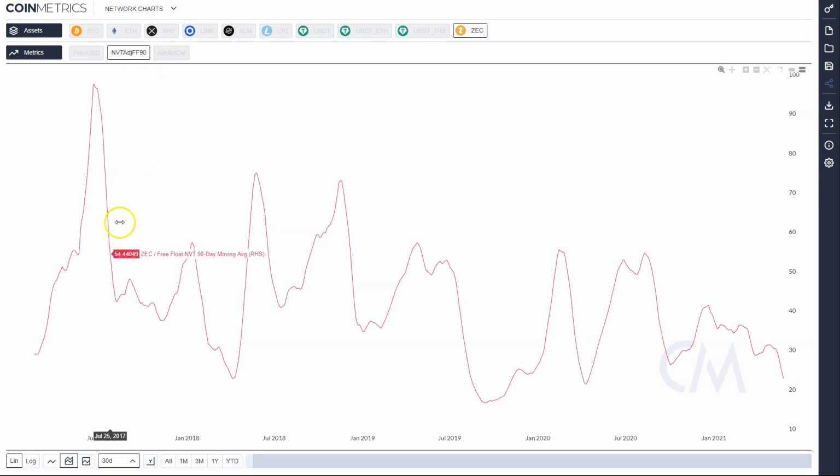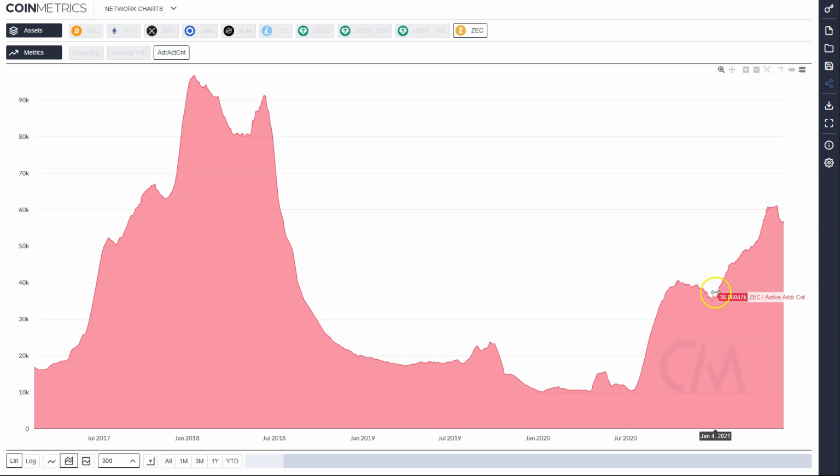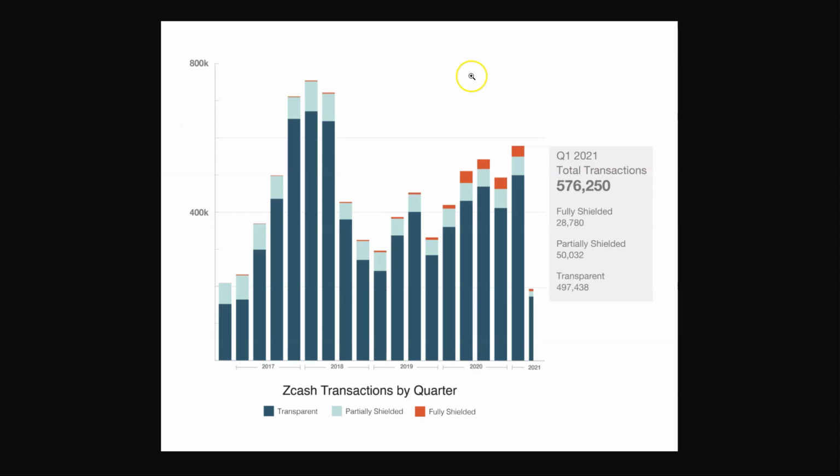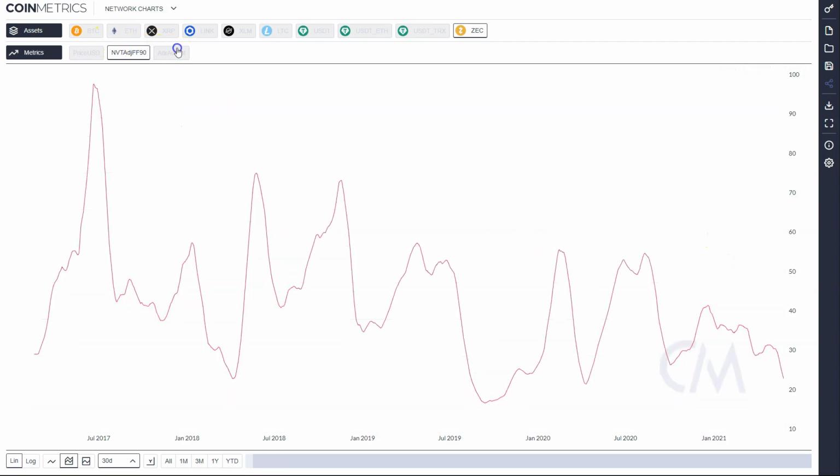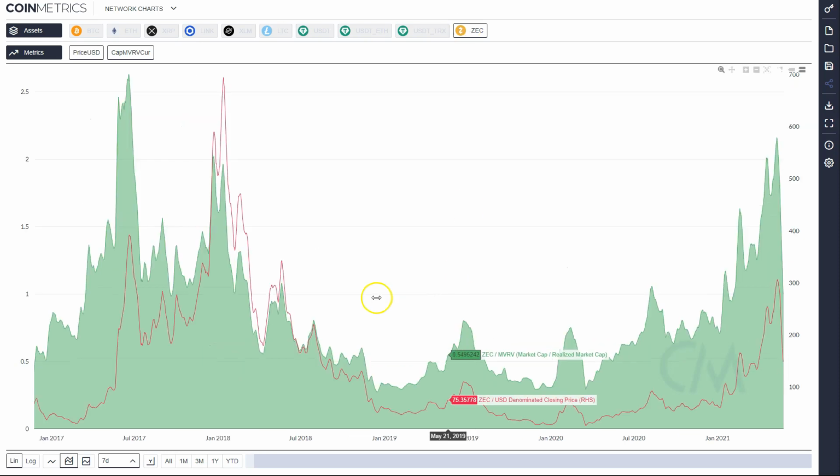If you look at the NVT for Zcash, it's actually near an all-time low, which is bullish, and active addresses are rising, continue to rise. Again, this does not include shielded addresses, although based on what we're seeing on this chart, it doesn't look like those will have a massive impact on this anyway. But I like that active addresses are rising, NVT is falling. That is bullish for any coin when you get a picture like that.